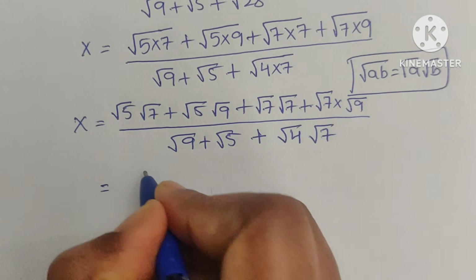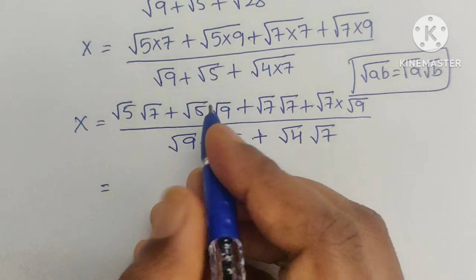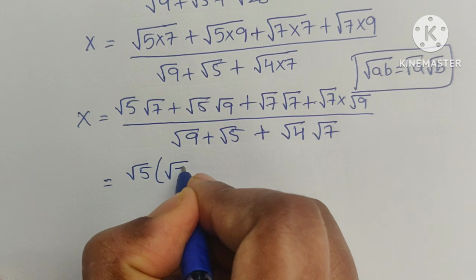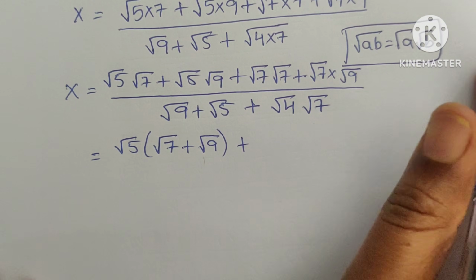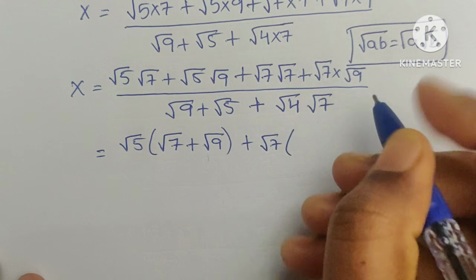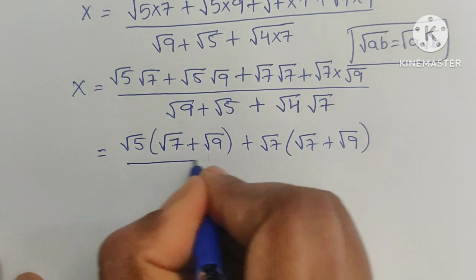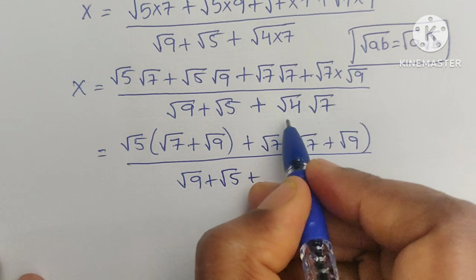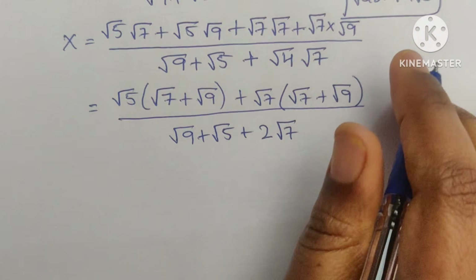Now see here, in these two terms we have a common factor, square root of 5. So we take out square root of 5 and write the leftover terms, square root of 7 plus square root of 9. Plus, in these two terms we have a common factor, square root of 7, so we take out square root of 7, leaving square root of 7 plus square root of 9, divided by square root of 9 plus square root of 5, plus square root of 4, which is equal to 2 square root of 7.